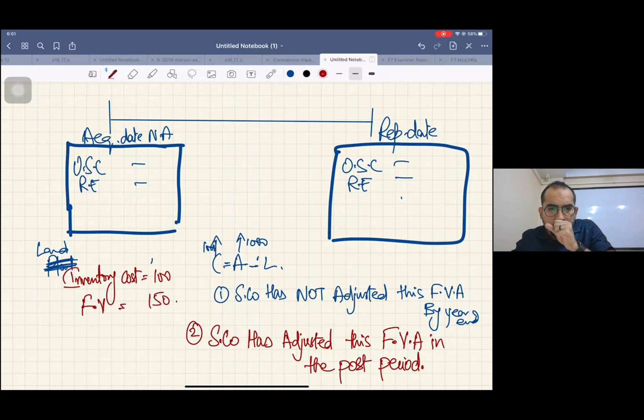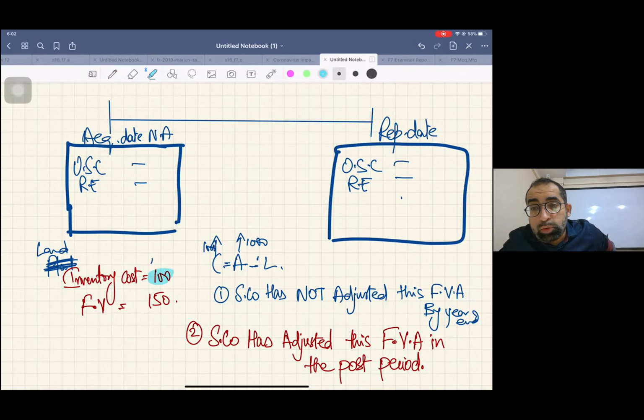Now, listen to me. You know, in individual books, IAS 2 is applied. So according to IAS 2, inventory is recorded at lower of cost or NRV. We all know this. So at the date of acquisition, S company has recorded the inventory at 100. Yes, they are right. They are right by recording the inventory at 100 in their individual books.